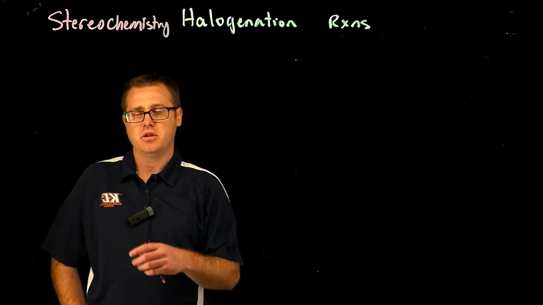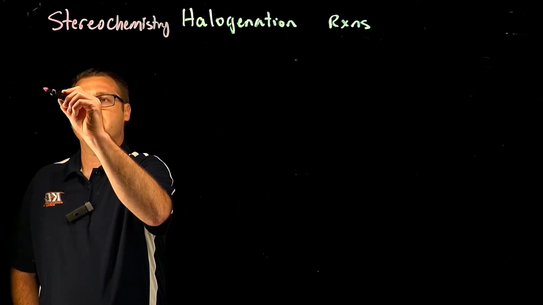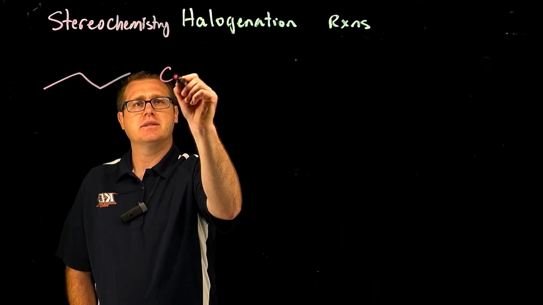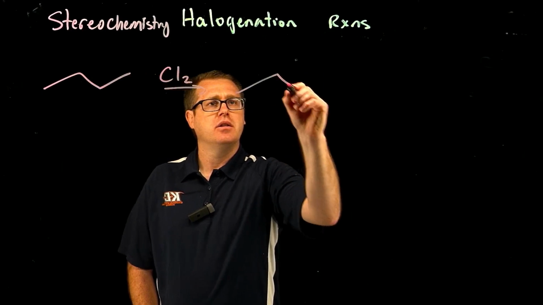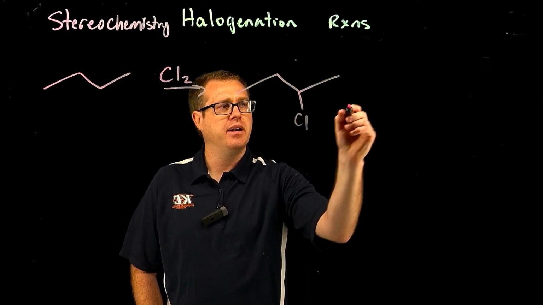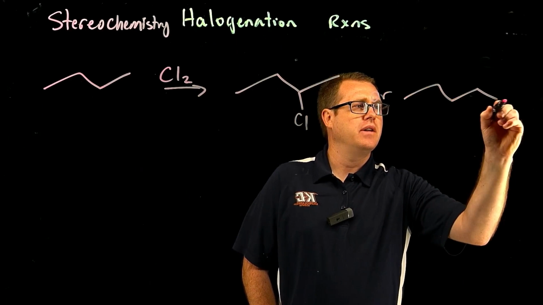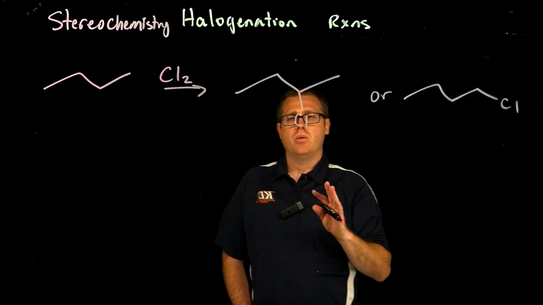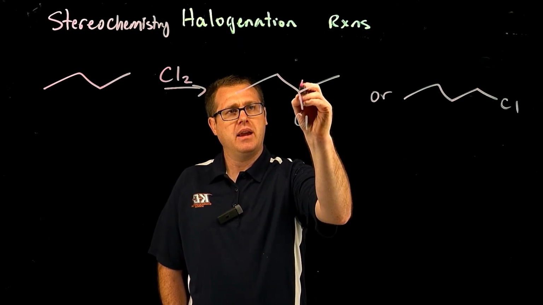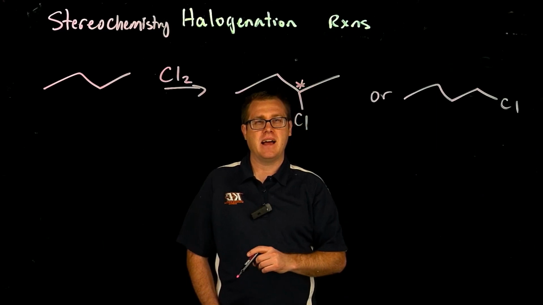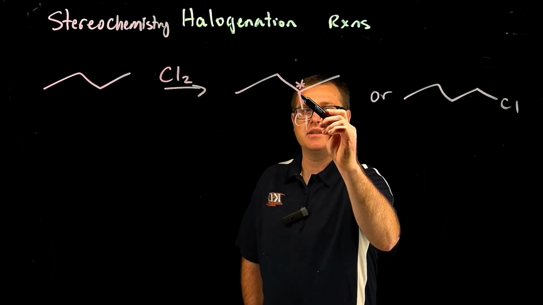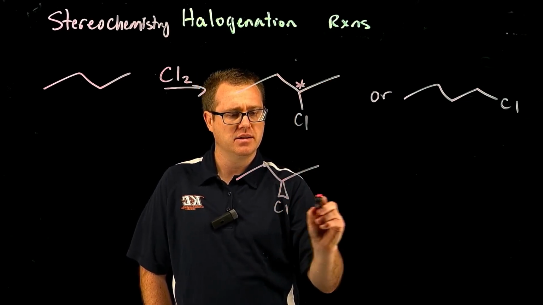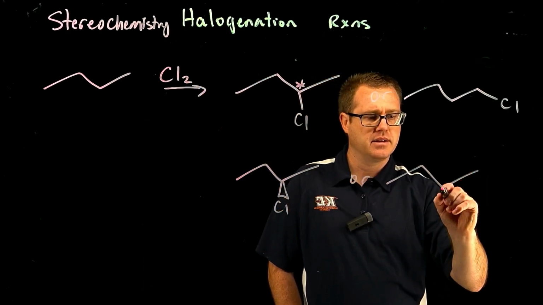So now we have to look at stereochemistry. What if you have a molecule like this, and let's say you do chlorination right here? You could have added the chlorine there, or you could have added the chlorine at the primary position, right? So what if you make an alkyl halide that is now a stereocenter? So do you have it like this, or is it like this?